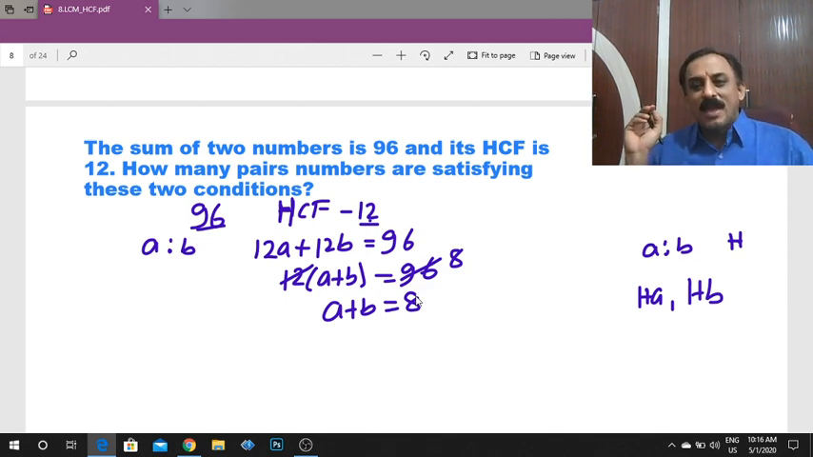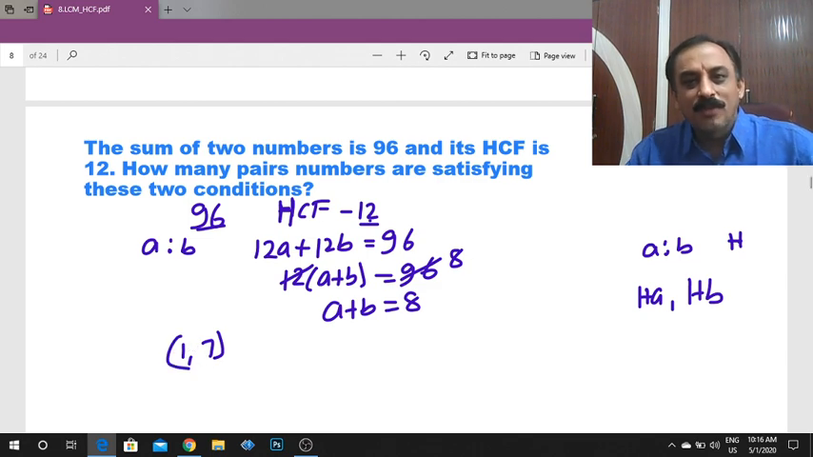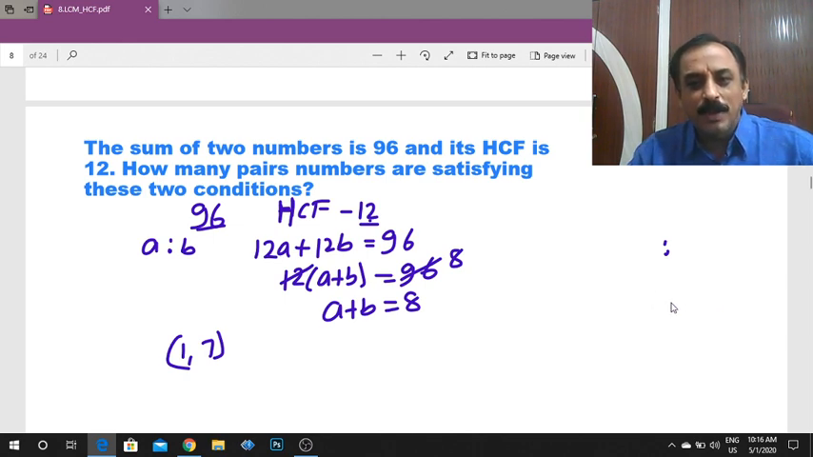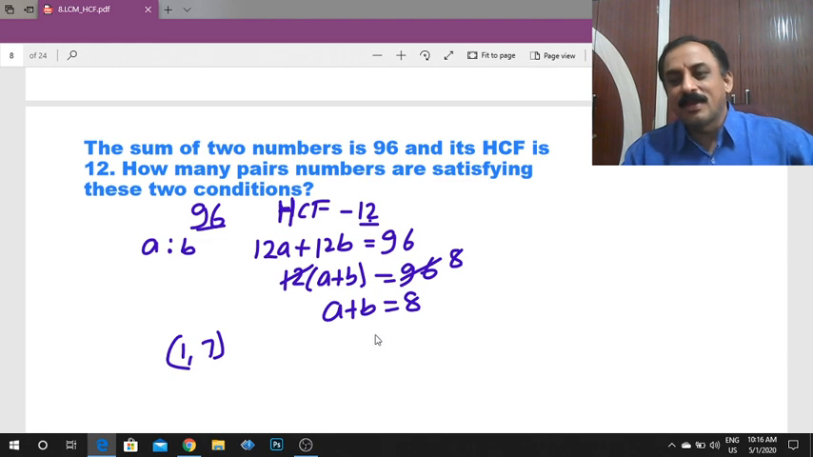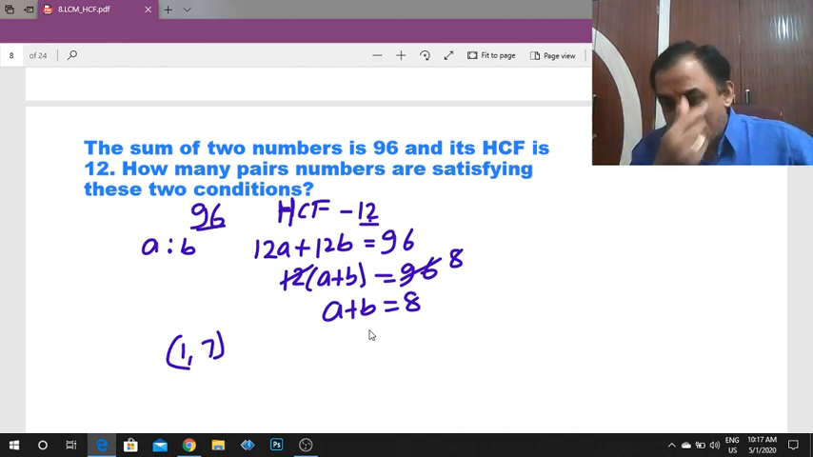How many pairs of natural numbers are satisfying this condition? For example, if A value is 1, B value is 7, 1 plus 7 is 8. This is one pair. Then what is the second pair? If A value is 2, B value is 6, 2 plus 6 is 8, but don't take 2 and 6. Why? 2 and 6 are not co-prime numbers.